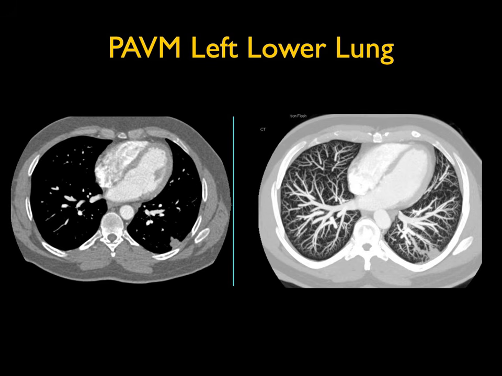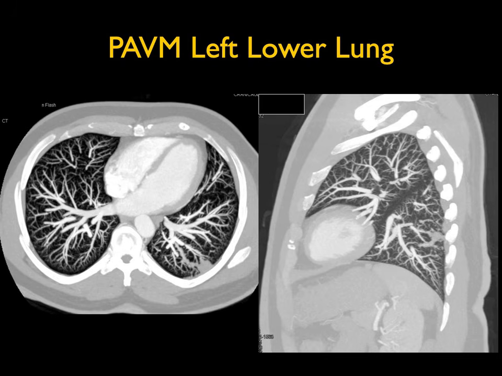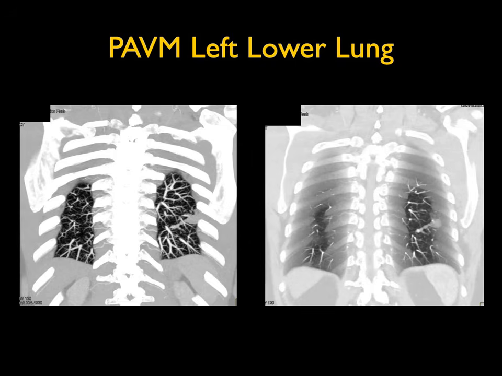Last case, there's a nodule with feeding and draining vessels in the left lower lung, and that's a pulmonary AV malformation, very nicely shown on the MIP images. When I look for PAVMs, I love using the MIP imaging. It makes it easier to see feeding and draining vessels. You need to make the MIPs relatively thin, or you can overcall the presence of a PAVM.